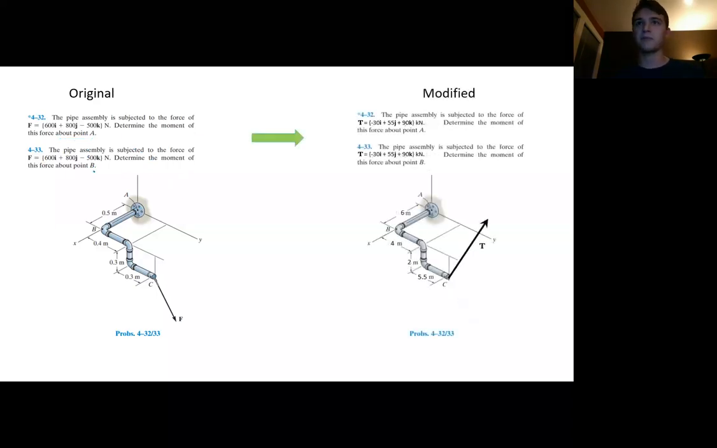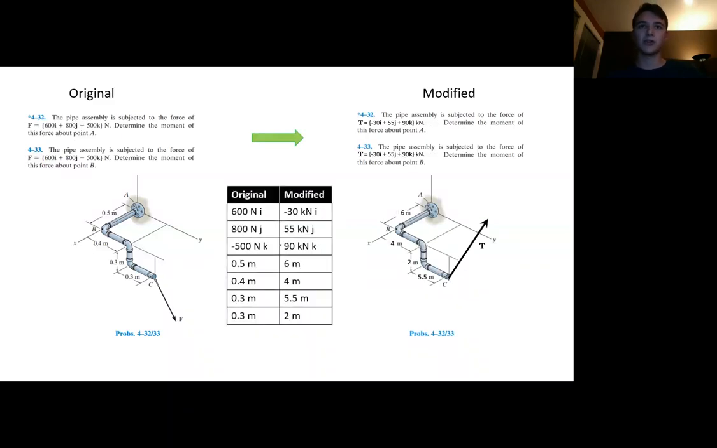So here I've modified the problem, and here's the table to show you exactly what I've modified. I've modified the force in every component. I've changed the direction of it, and I've increased the length between A and B, A and C, and B and C. I've kept the question the same. So we're still determining the moment about point A and then point B.